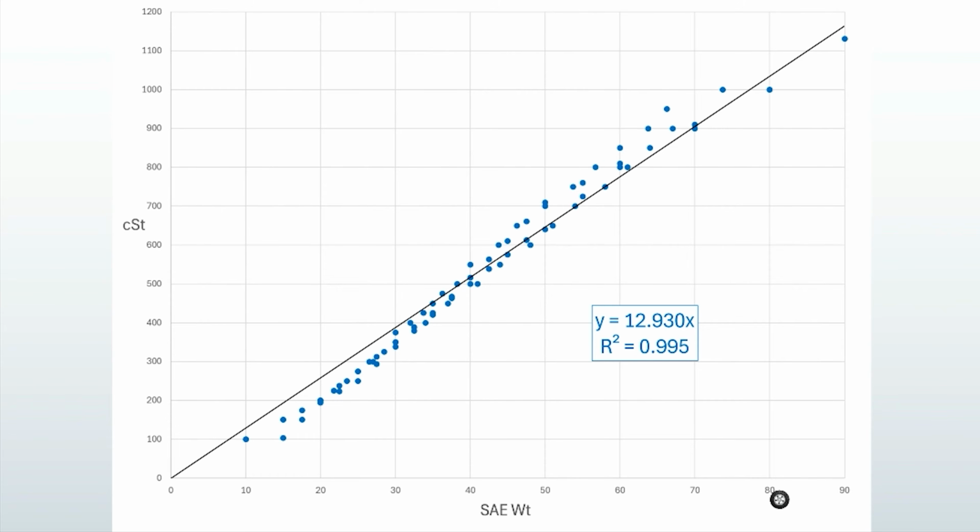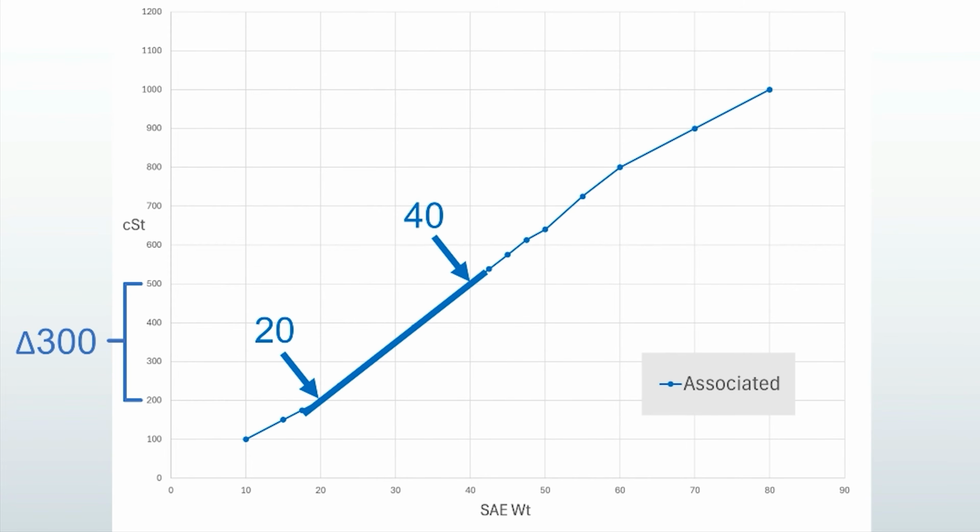Let's look at one more thing. Let's go back to this observation by one of my viewers, which is a great observation, by the way. This 20-point jump on the SAE scale from 20 to 40 is a 300-point delta on the cSt scale.